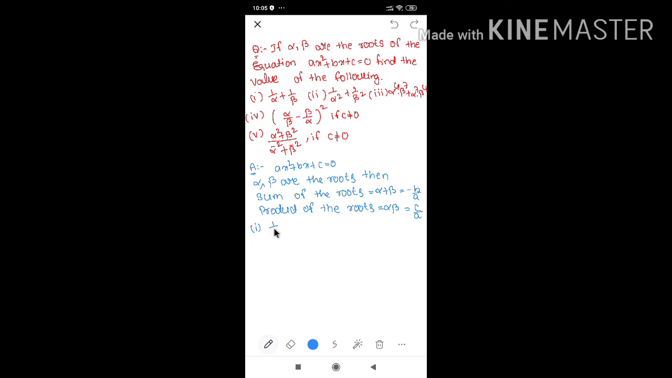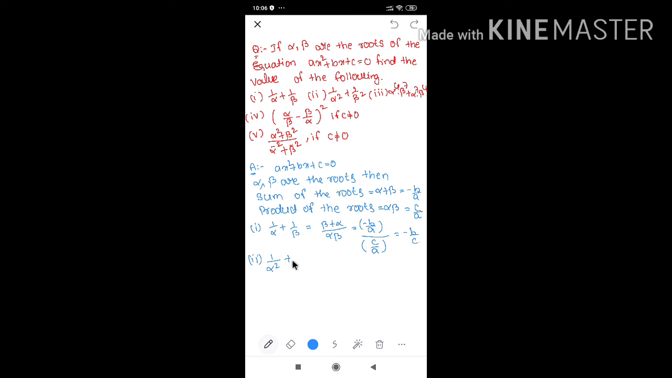First bit: 1 by alpha plus 1 by beta. Here taking LCM, beta plus alpha by alpha beta, we are getting alpha plus beta, which is minus b by a, and alpha beta, which is c by a. Here we can cancel a and a, so minus b by c. That is first one.